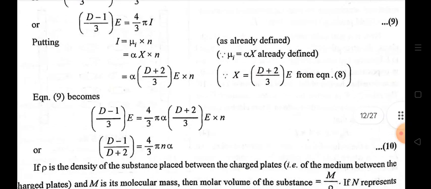Equation 9 becomes (D minus 1 upon 3) into E, that is equal to 4 by 3 pi alpha into (D plus 2 upon 3) into E into n, or (D minus 1) upon (D plus 2), that is equal to 4 by 3 pi n alpha, that is our equation 10.